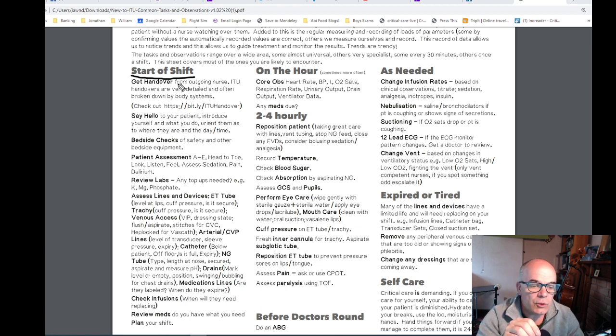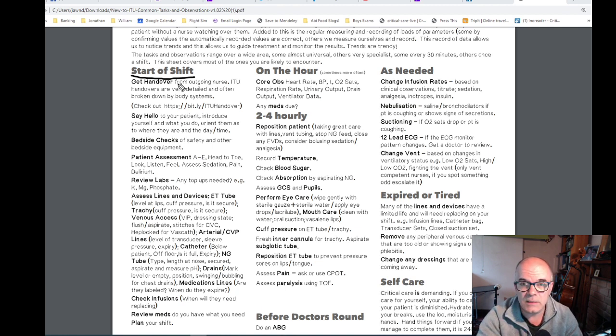The tube, you need to have a look at the NG tube. A lot of our patients are going to be fed nasogastrically, if not all of them. And again, you need to check the length of the tube at the nose, because we need to know whether it's moved in or out. If it's moved in or out significantly, we can't be absolutely sure where the tip of the tube is.